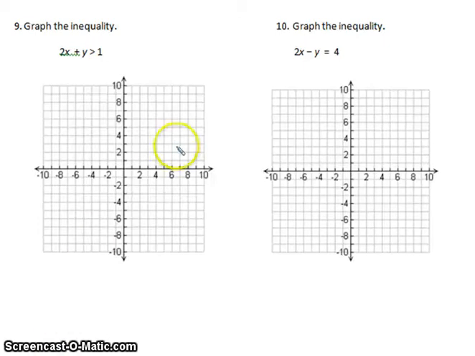And I'm back, ready to work some more problems. Number 9, our major issue is that we are not in slope-intercept form. So in order for us to graph this line, we have to isolate the y.